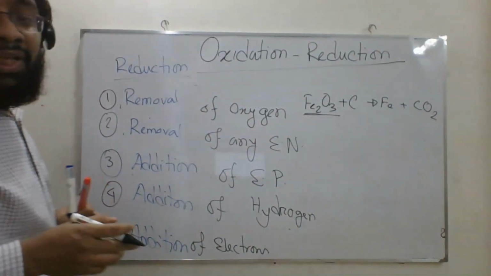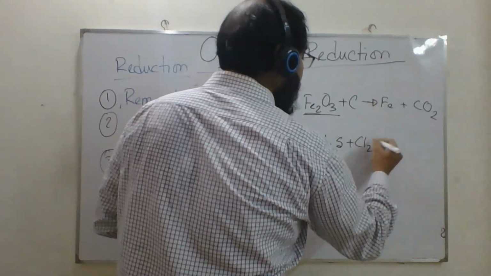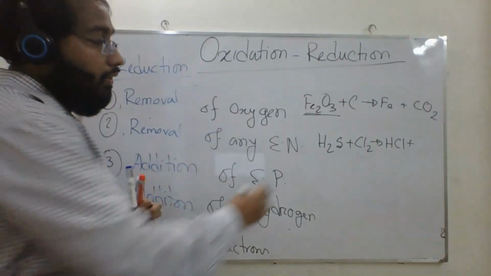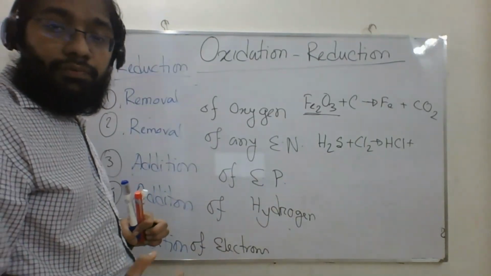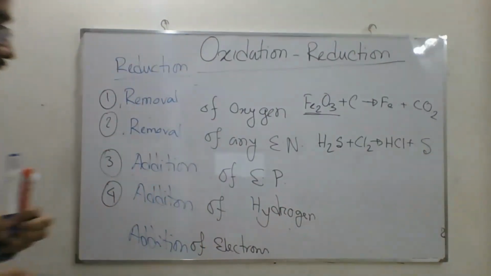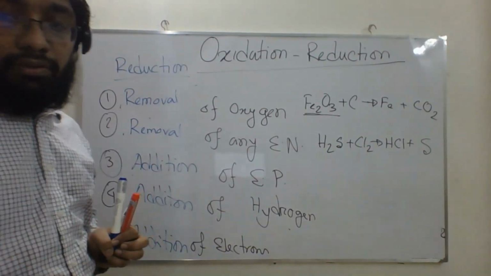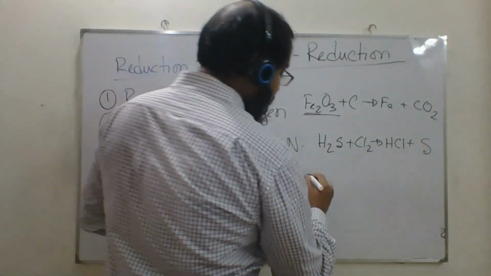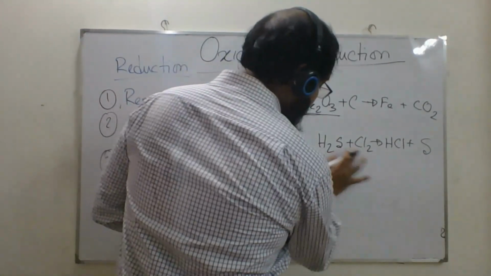And then H2S plus Cl2 gives HCl plus sulfur. Here sulfur is removed from hydrogen. If sulfur is removed from hydrogen, that means removal of an electronegative element. Then if we consider addition of an electropositive element, we can consider the same reaction, like zinc plus copper sulfate.